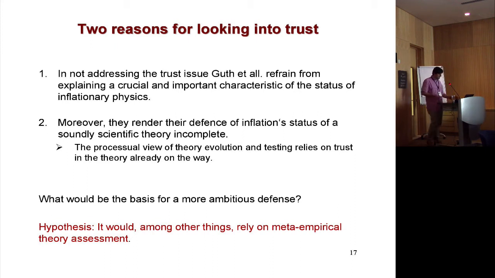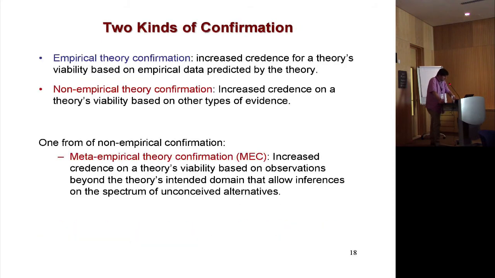So I think one needs to address that issue for two reasons, actually. First, in order to actually represent the position many exponents of inflation have with respect to their theory. And second, in order to give a full-fledged answer to ILS. So what would be the basis for a more ambitious defense? And what I claim, maybe not surprisingly, is that it would rely on meta-empirical theory assessment, a specific form of non-empirical theory assessment.